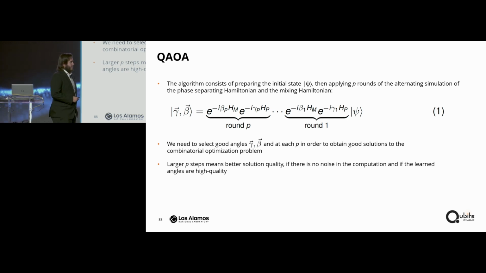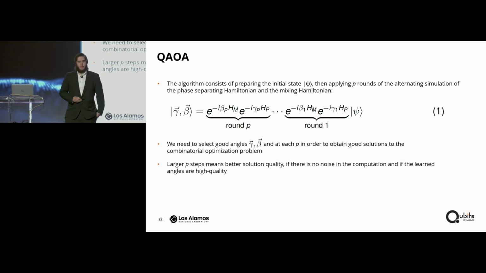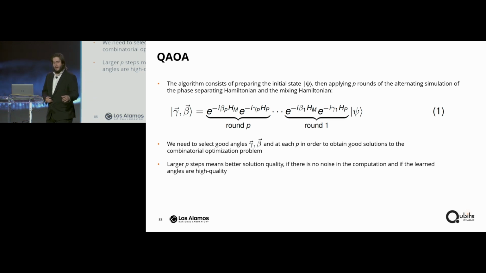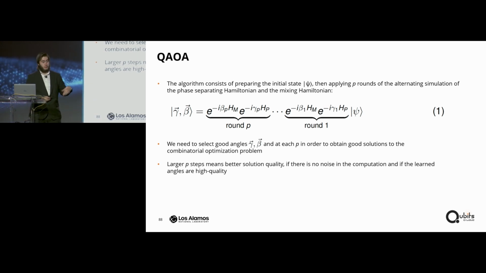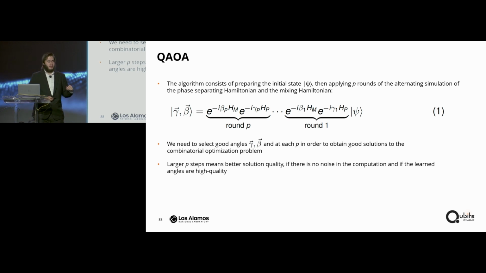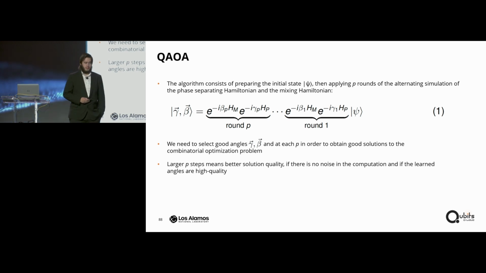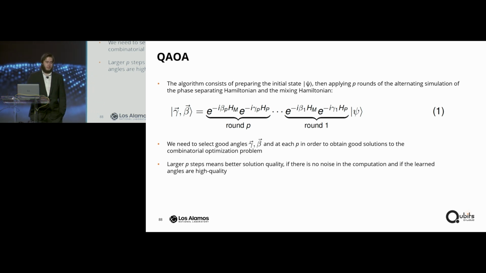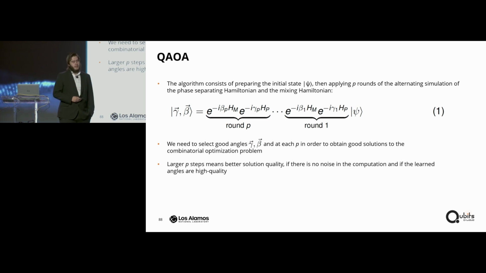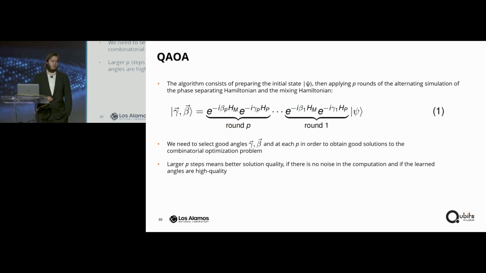So the main important aspect about QAOA is that these vectors of beta and gamma angles, we need to tune. We need to select them such that we are able to obtain good solutions. So this is why QAOA is called a variational algorithm. You essentially need to perform a classical machine learning or optimization loop on top of actually running these circuits to find good angles. And usually you don't know what good parameters are a priori, like before you've seen the problem.